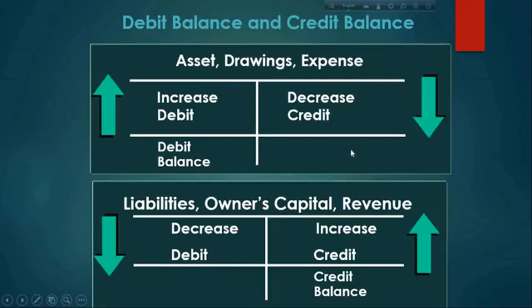Today our presentation topic is debit, credit and its journal. Now first of all I want to say what is debit balance and credit balance. If asset, drawings, expense are increasing, then it will be debit and it is called debit balance. If they are decreasing, then it will be credit. On the other hand, if liabilities, owner's capital, revenue are increasing, then it will be credit and it is called credit balance. If they are decreasing, then it will be debit.